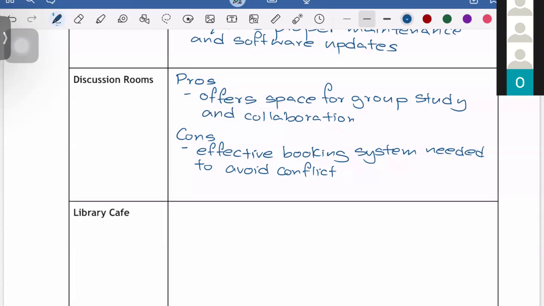Now I would like you to try for the library cafe and the read and relax corner. Think of one pro and one con for each of these facilities. Add on details that you would not find from the stimulus.